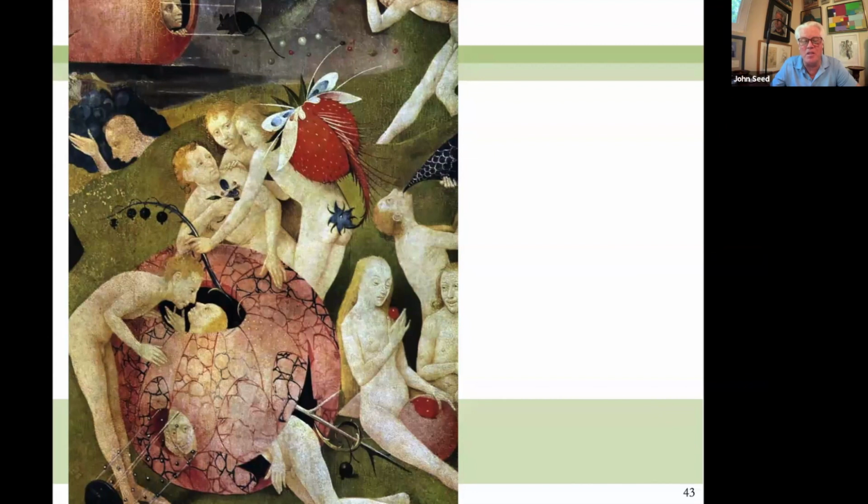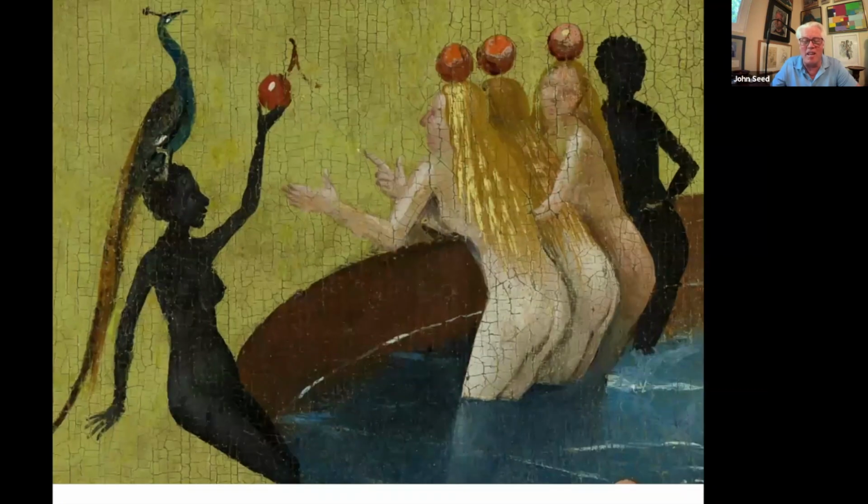Look at that combination. Look at the, I don't know what to call it. This giant strawberry with a scorpion tail and butterfly wings on the shoulders of one figure. Extraordinary. There's some more cherries. A woman with a peacock on her head offers a cherry to three women bathing together. Is that a parody of the three graces? I mean, you tell me.